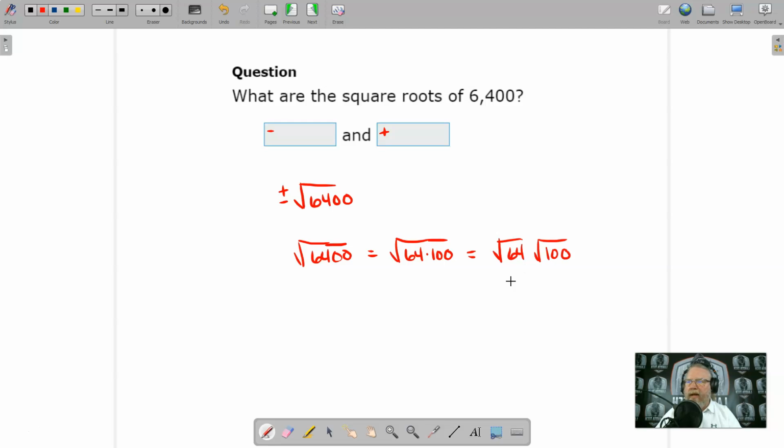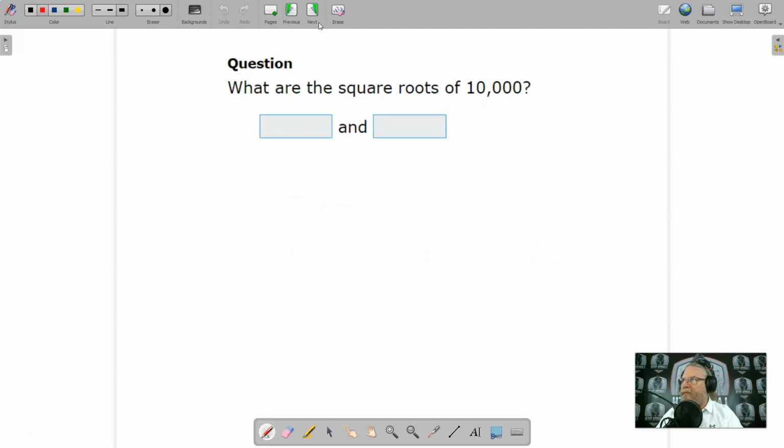64 is a perfect square. 8 times 8 is 64. And 100 is a perfect square. 10 times 10 is 100. And 8 times 10 is 80. So 80 is the square root we're looking for. We're going to have a negative 80 and a positive 80. And again, remember, you do not have to put the positive sign there, so we'll just go ahead and remove the positive sign from the positive form of the answer.